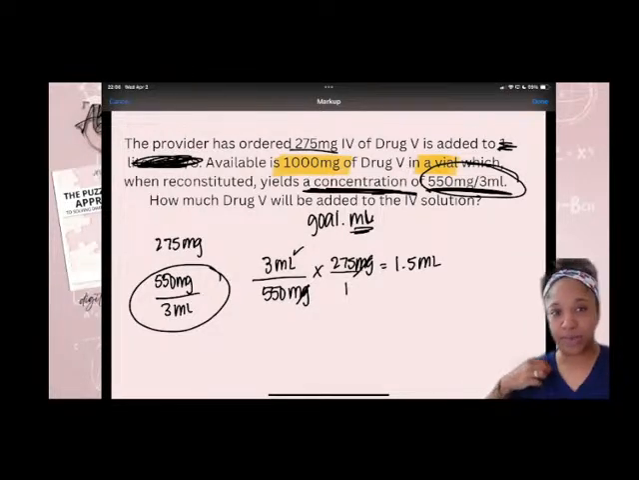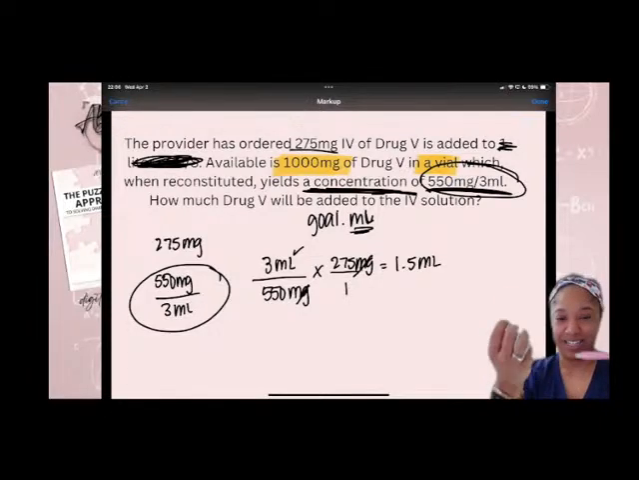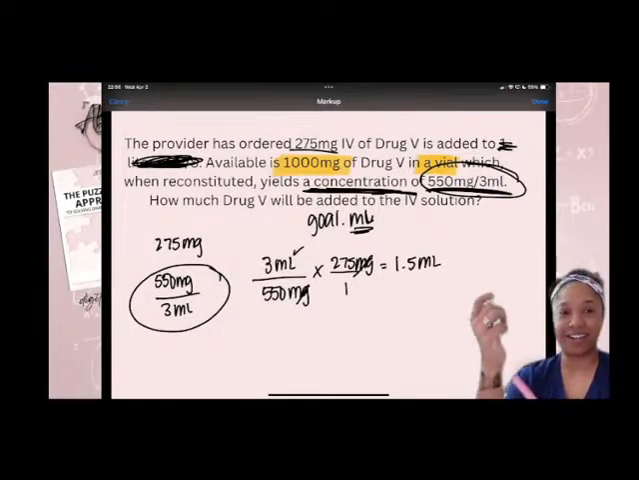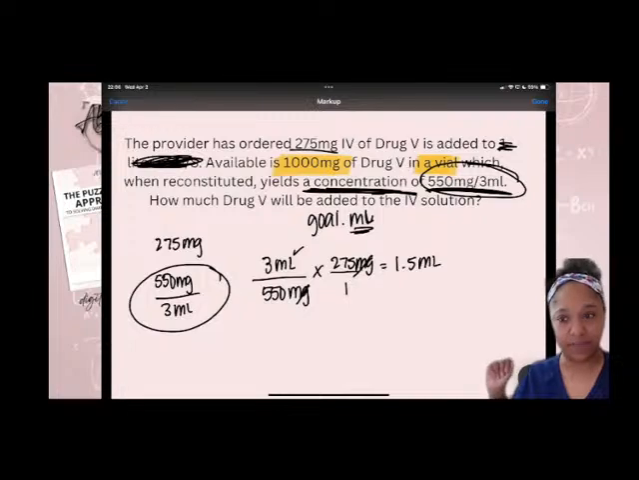Y'all see I'm still in my scrubs. I came in and came right to it. I've been drawing up stuff all day, shaking and reconstituting. You draw it up and then you put it in that bag of normal saline and you let it flow into the patient. Make sense?